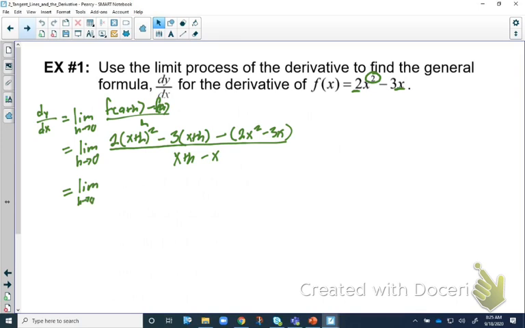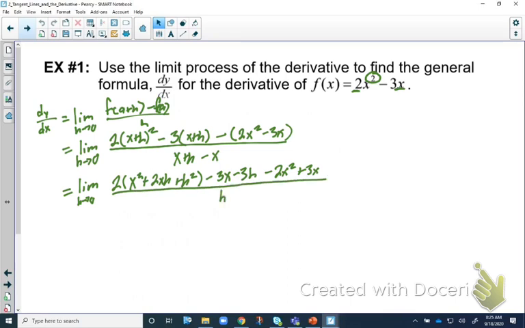And now let's go ahead and start evaluating this. So expand the expression in the numerator, the x plus h squared, and we're going to get x squared plus 2xh plus h squared. Distribute the 3, and we'll say minus 3x minus 3h. Distribute the negative, and I'll get negative 2x squared plus 3x, and all of that is over h. So the limit as h approaches 0 again.